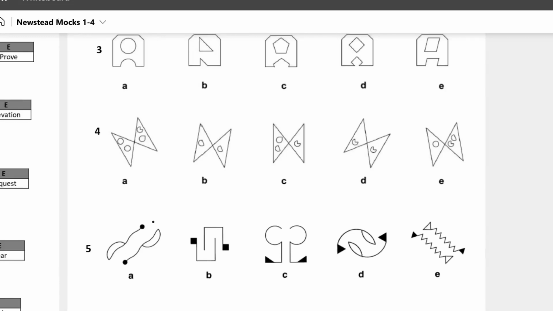Question number 4, let's have a look at the number of sides in each shape. We have 1, 2, 3, 4, 5, 6. We have 1, 2, 3, 4. We have 6 again, and another 6, and we also have 6. We can see that counting the number of sides, that gives us B as the odd one out.